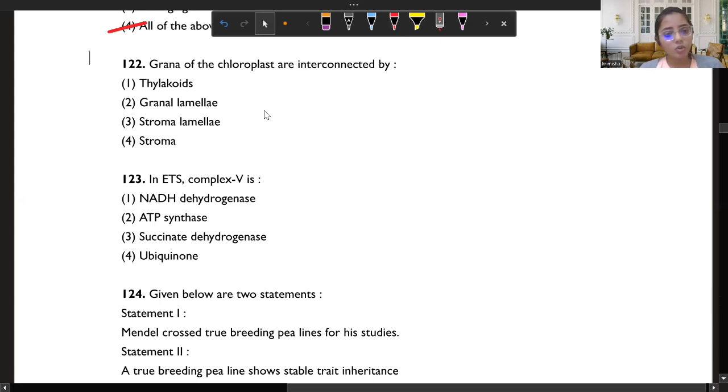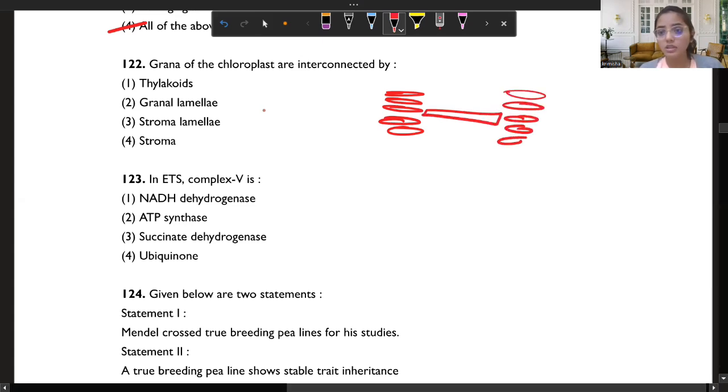Let us see 122. The question is asking that the grana, meaning stacks of thylakoid which are present inside the chloroplast, are connected by which of the following structures? Grana are connected by stroma lamella. Stroma lamella are present in the stroma, of course. So the answer to question 122 is option number 3. I hope this is clear to you.